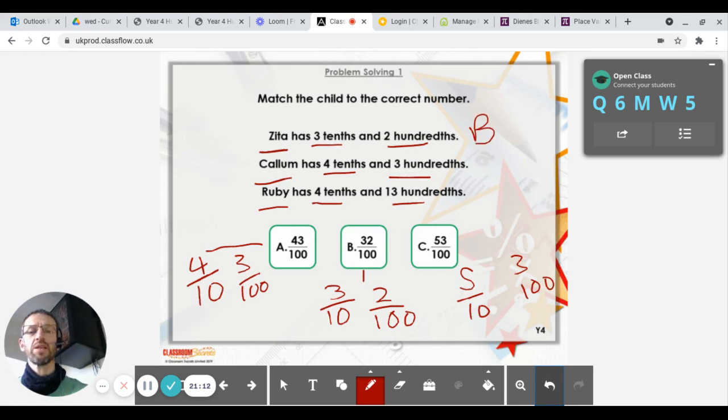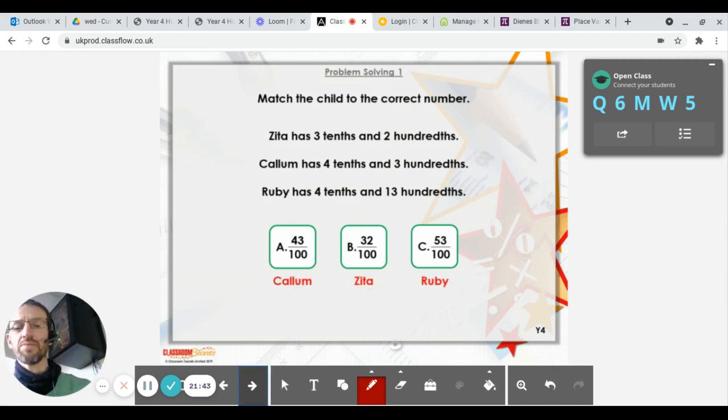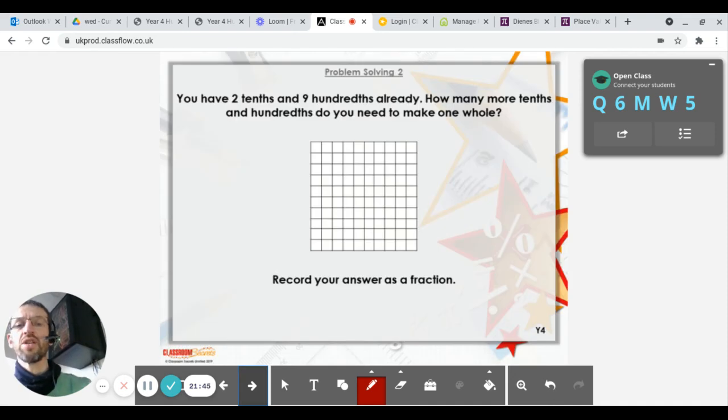Zeta, I would say, is B. Callum, 4/10 and 3/100ths. That's going to be letter A over here. And finally, Ruby, 4/10 and 13/100ths. She might have to be C. Because in fact, 13/100ths is the same as 1/10 and 3/100ths. So it is in fact C. There we go. And there's some explanation.